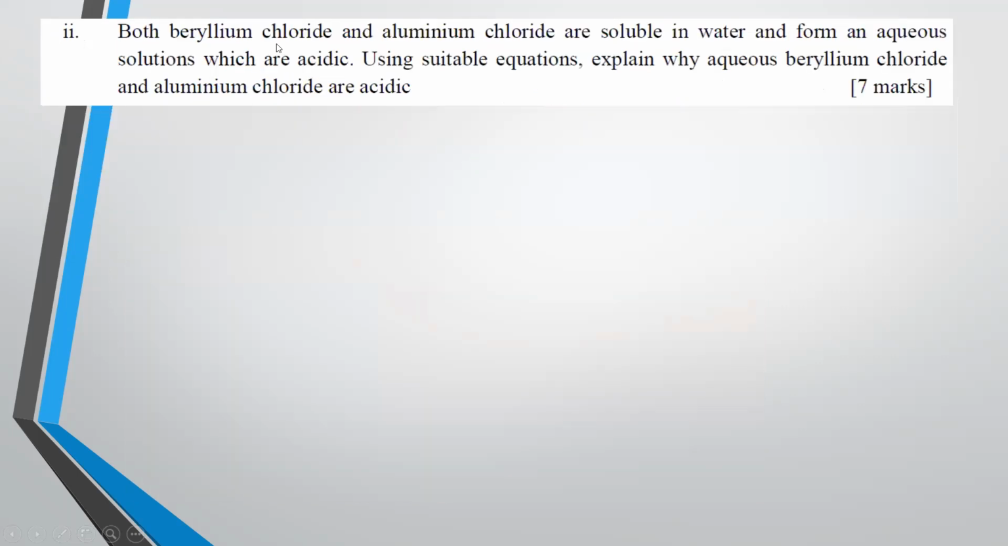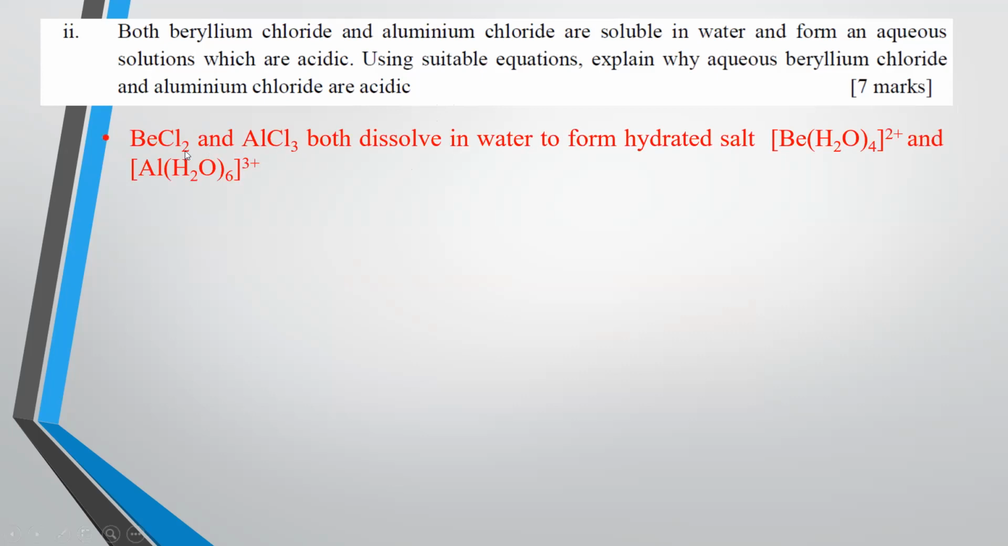Then 4A2, both barium chloride and aluminium chloride are soluble in water to form aqueous solutions which are acidic. Using suitable equations, explain why both of them are acidic. So first of all, you have to mention that when dissolved inside water, they hydrate to become the complexes. So what happened during the formation of the complexes? They undergo hydrolysis. Then write the equation, then explain why they are acidic.